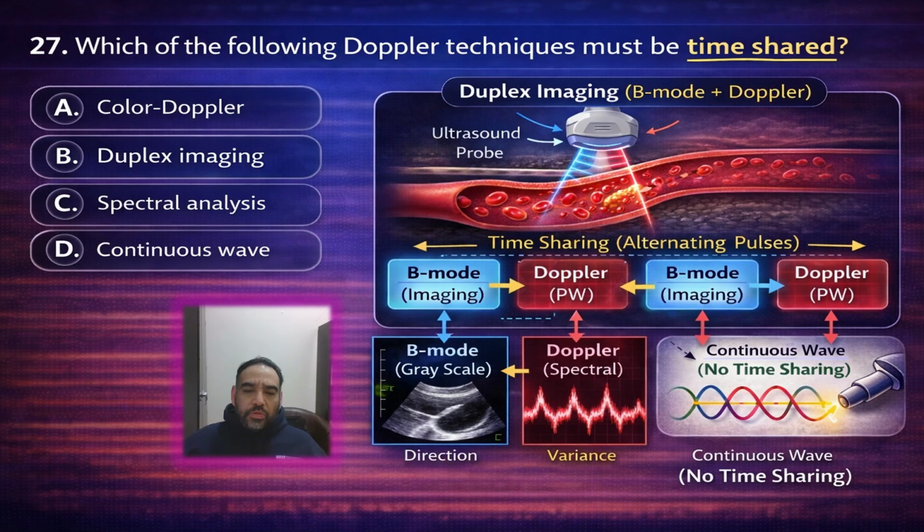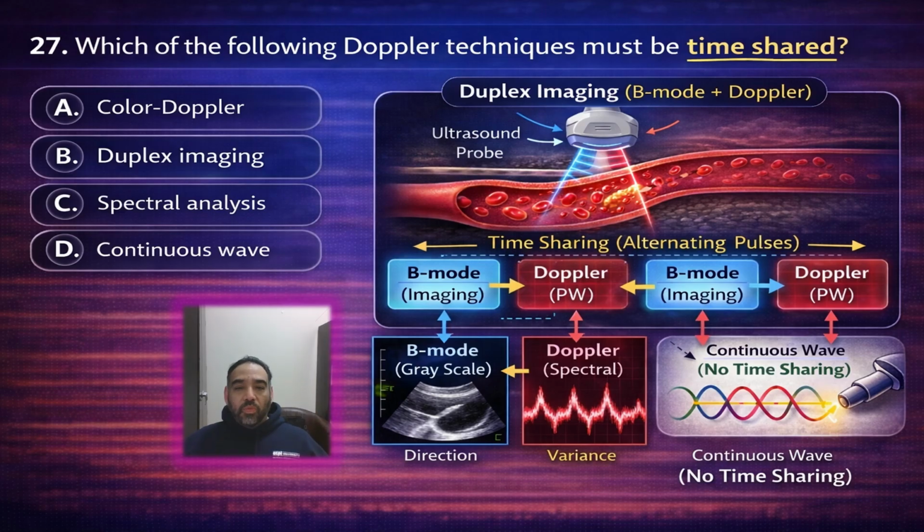This says, which of the following Doppler techniques must be time shared? Answer A says color Doppler, B is duplex imaging, C is spectral analysis, and D is continuous wave. So the answer here is duplex imaging. It's in the name. Duplex imaging must be time shared. Why? Because duplex imaging combines B mode, which is the grayscale imaging, and pulse wave Doppler. So the system cannot transmit and receive both simultaneously in the same region at the same time.